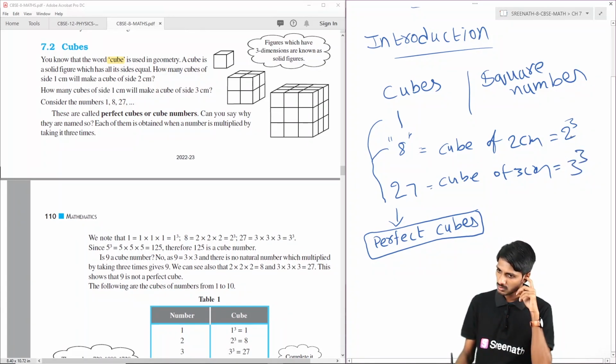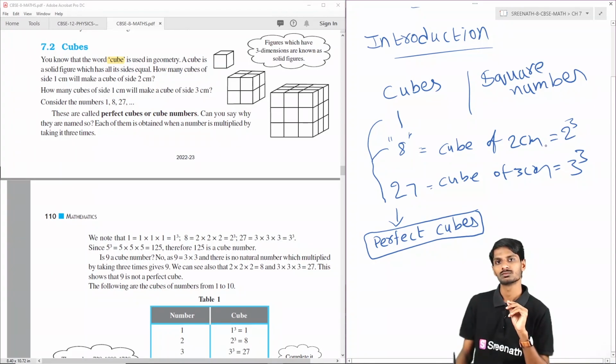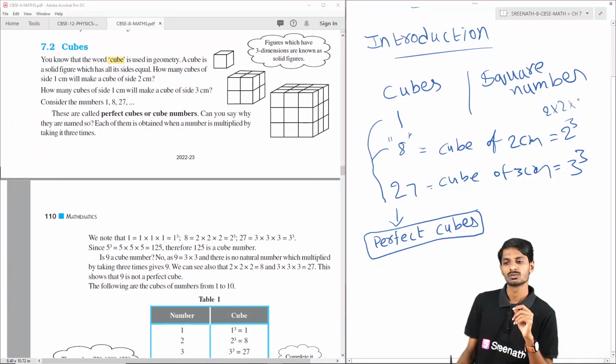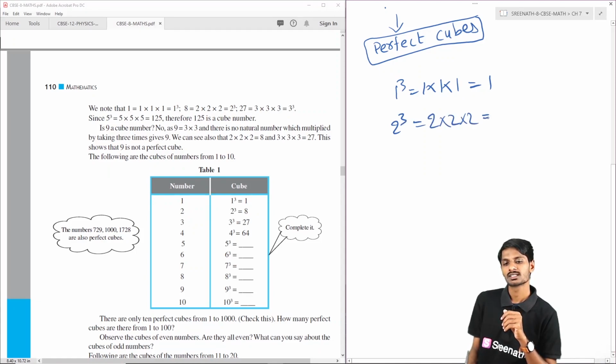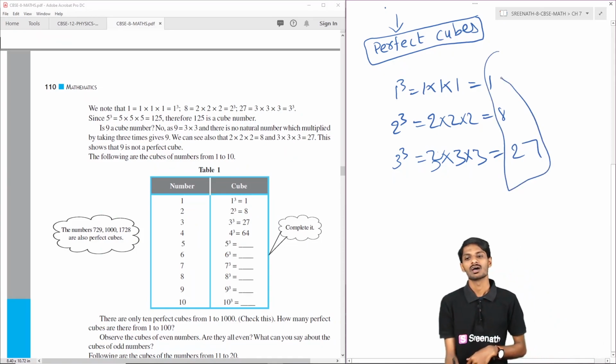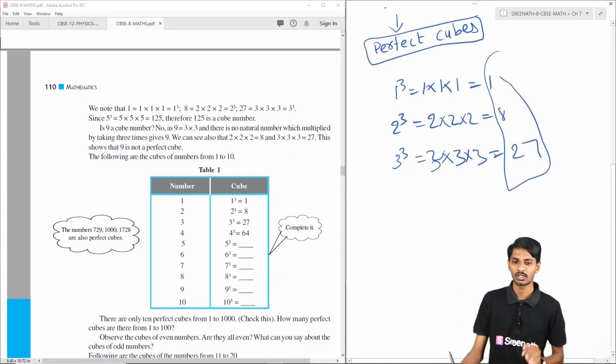So 2 cube and 3 cube. 2 into 2 into 2, 2 2s are 4, 4 2s are 8. 3 into 3 into 3, 3 3s are 9, 9 3s are 27. That's it. 1 cube is 1 into 1 into 1, that is equal to 1, and 2 cube is 2 into 2 into 2, that is equal to 8, and 3 cube is 3 into 3 into 3, which is 27. These are called the cube numbers or perfect cubes, students.